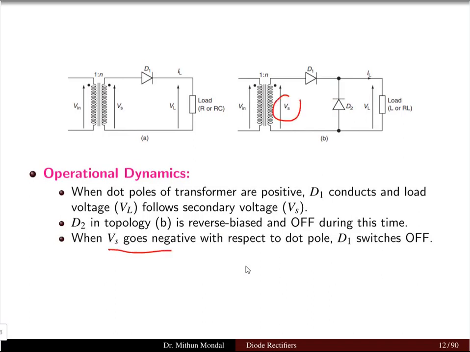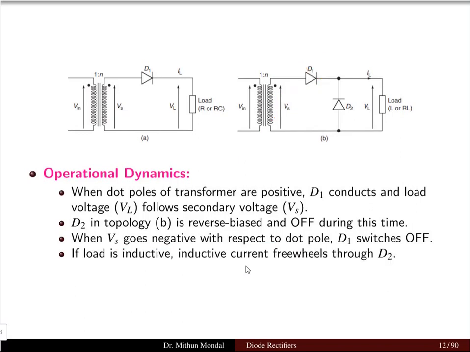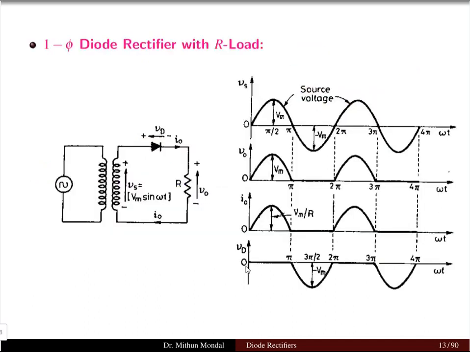When Vs goes negative, so if the source voltage is negative with respect to the dot poles, D1 is reverse biased, so it is off, and then the load being inductive in nature will freewheel through the diode D2. So D2 will come into the picture only when D1 is reverse biased. So the single phase diode rectifier may have different load configurations.